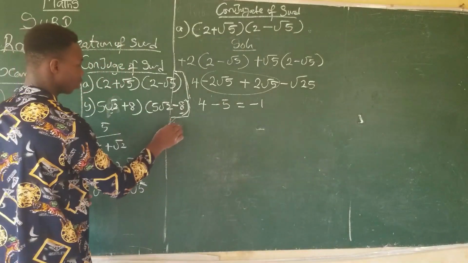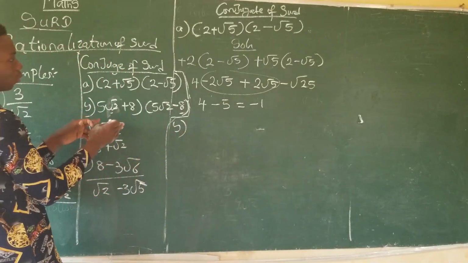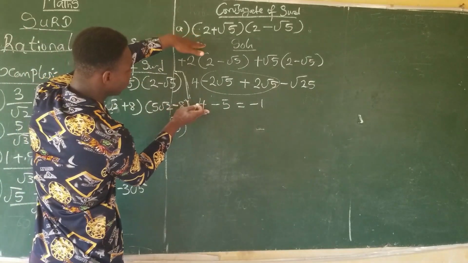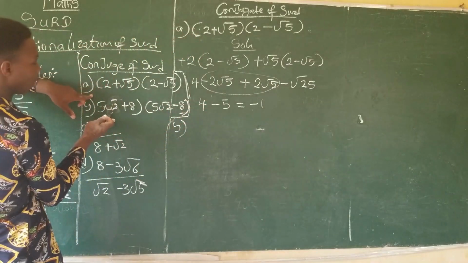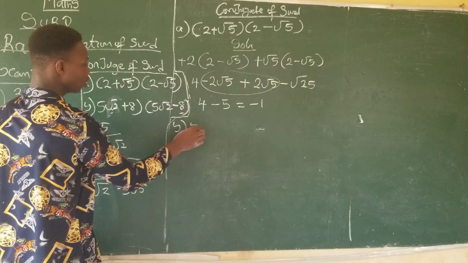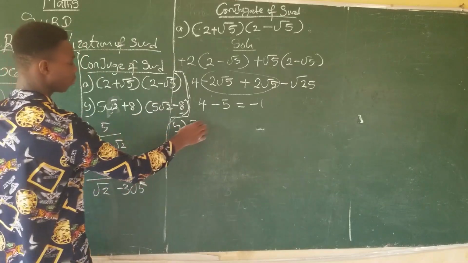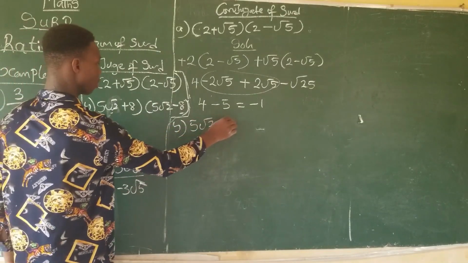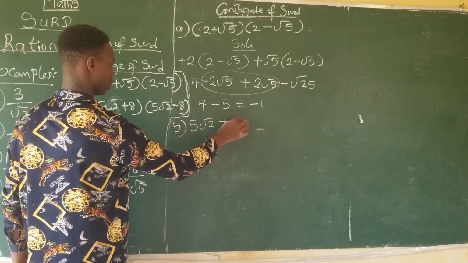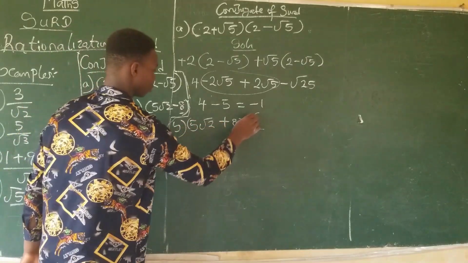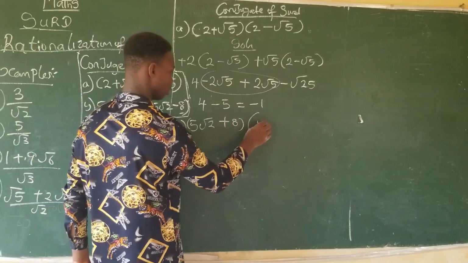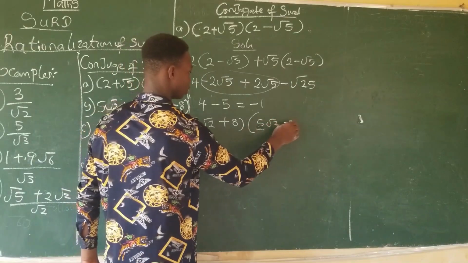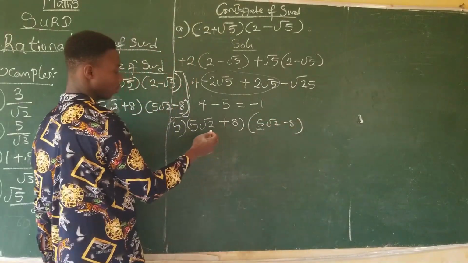So for the B part of this, the same thing happens. The same step we use in solving this question is the same step we apply in question B. So from question B, we have 5 root 2 plus 8, for the first bracket. For the second bracket, it's going to be 5 root 2 minus 8. Close the bracket. So from here we solve.